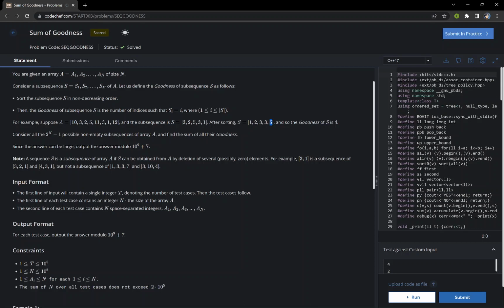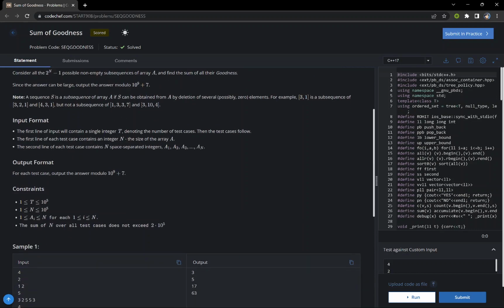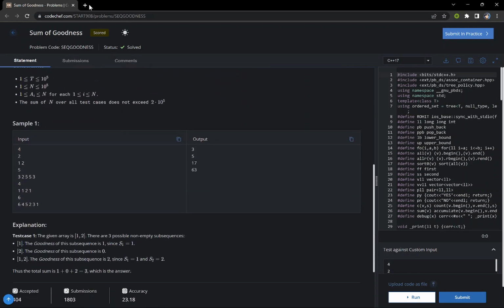So in this particular sequence the total goodness is 4. For all subsequences we have to find the total goodness after adding the goodness of each subsequence. So moving on to the solution.